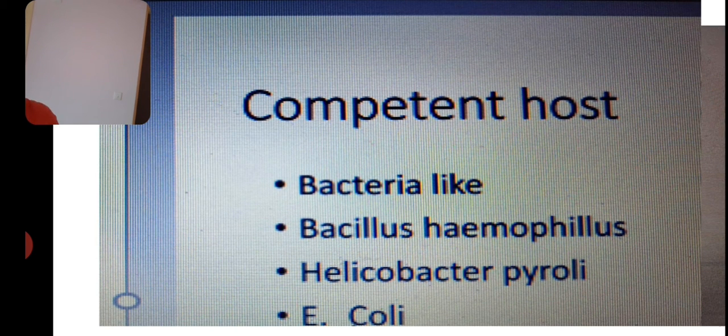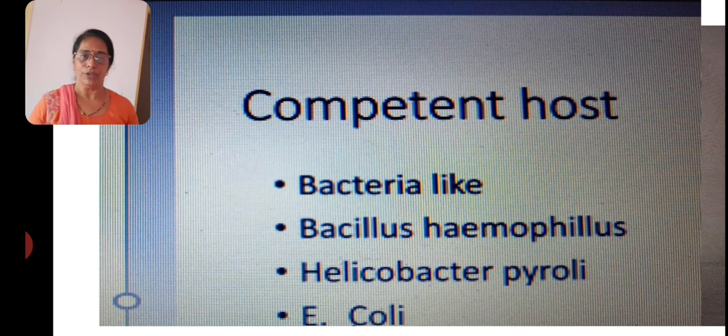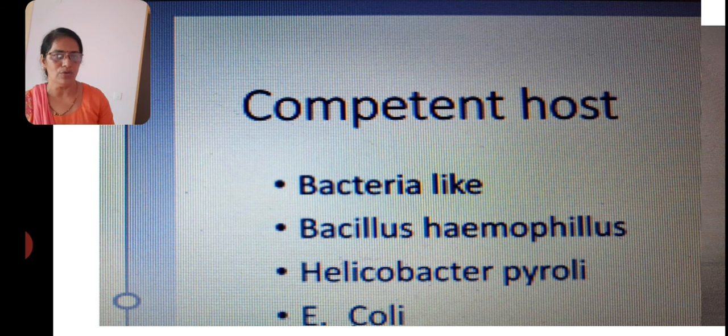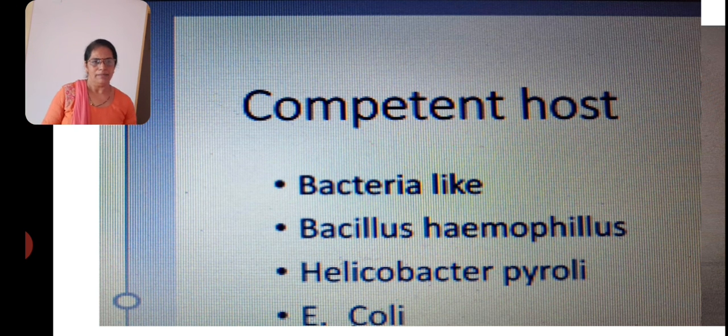Then the other one is the competent host. The recombinant DNA which is produced can be transferred into the host. So the competent host should be there, and the competent host may be bacteria such as Bacillus, Haemophilus, Helicobacter pylori and E. coli, which are used as competent hosts.